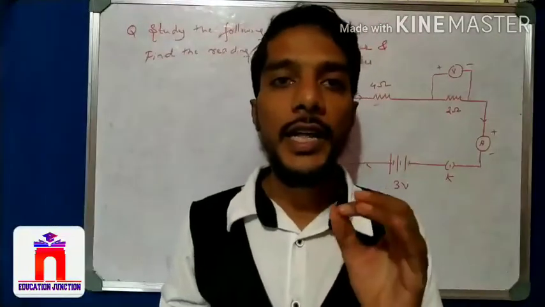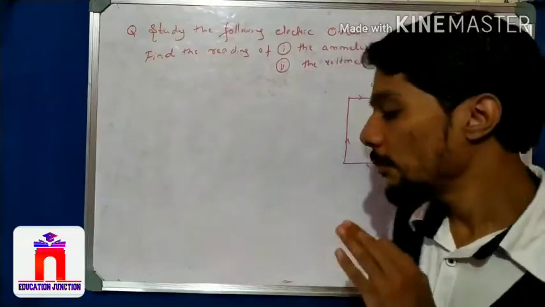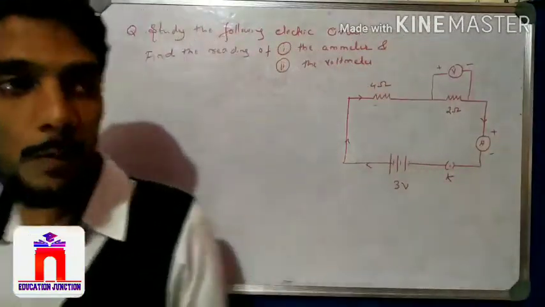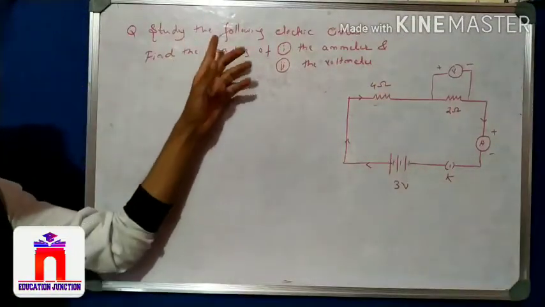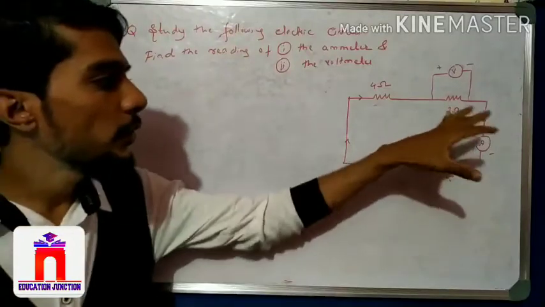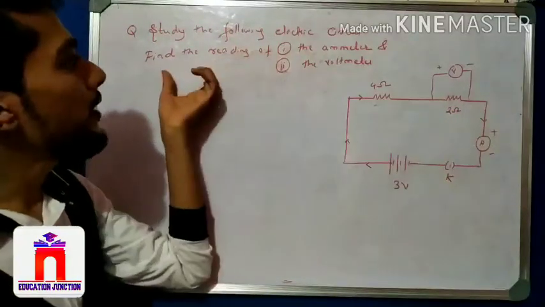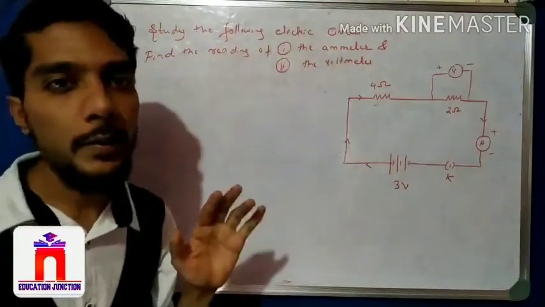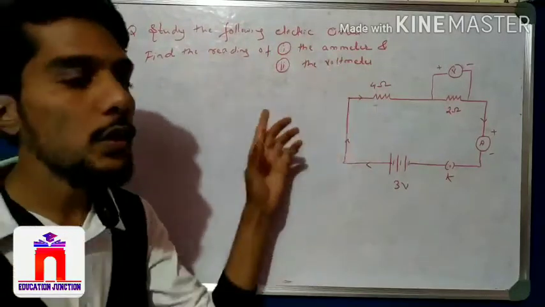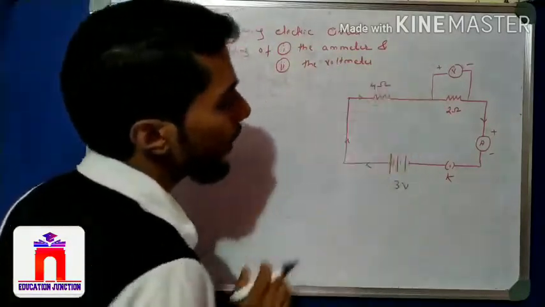Okay students, take the last problem of this video, and that is a very important problem. Study the following circuit diagram. This circuit is given, and find the reading of the ammeter and the voltmeter. That means you find the current and you find the voltage. This is the diagram, so study the diagram.